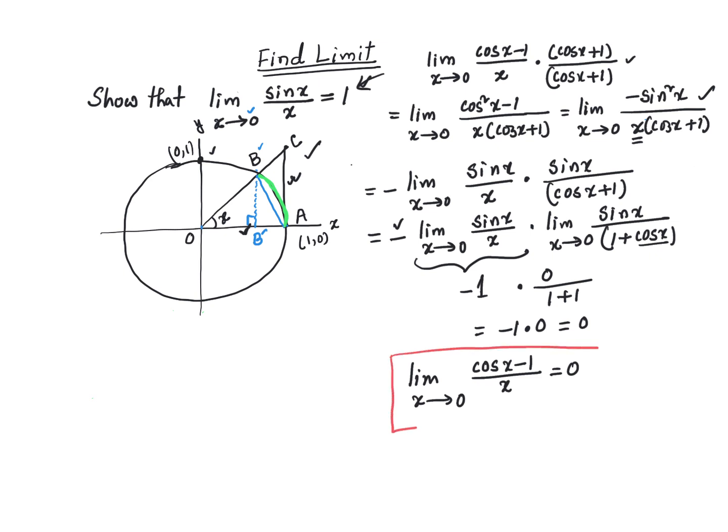This limit and this limit are very important. So please make sure that you remember these two and know how to show them or how to prove them. So what did I do? I showed you that the limit as x approaches 0 of sine of x over x is equal to 1, and used that fact to show that the limit as x approaches 0 of cosine of x minus 1 divided by x is equal to 0.